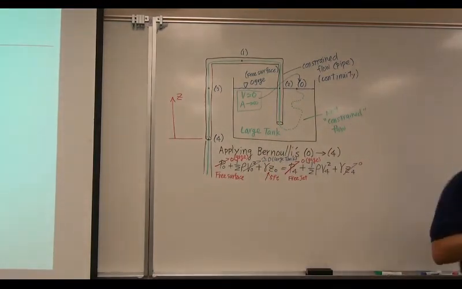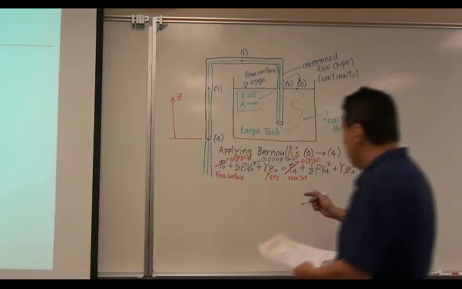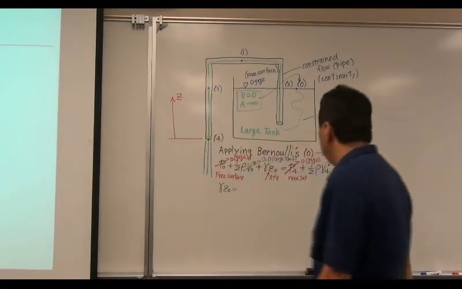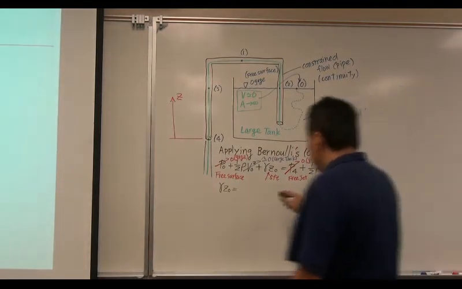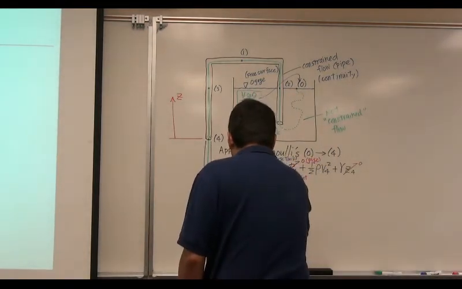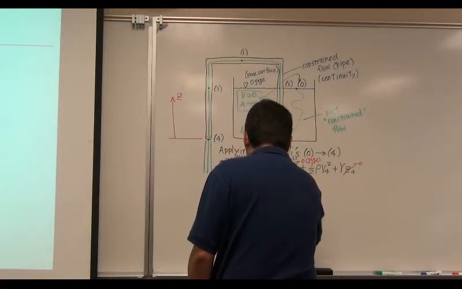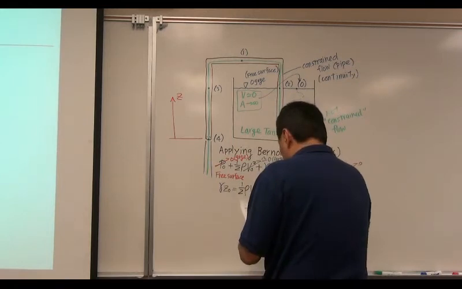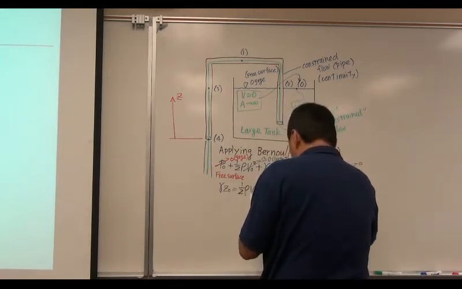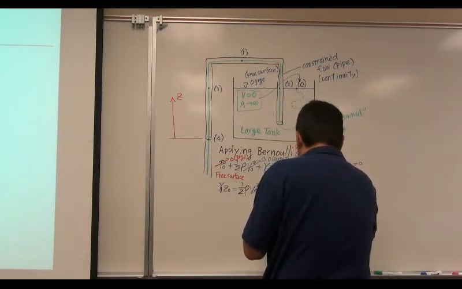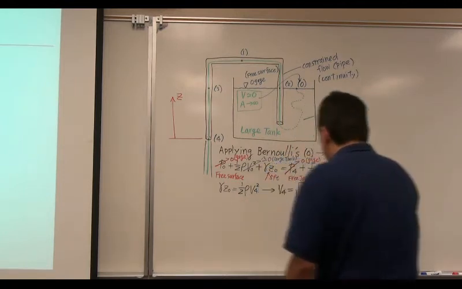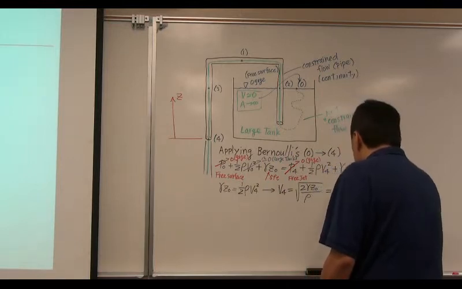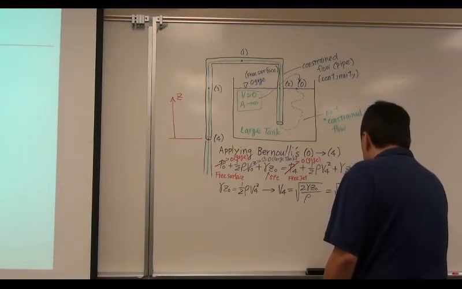So what happens to this equation? This equation now becomes gamma times Z0. This is the only non-zero component on the left-hand side. The right-hand side is 1/2 rho V4 squared. So this actually solves for V4. V4 is the square root of 2 times gamma Z0 over rho. Gamma over rho is g. So this is the square root of 2 times g times Z0.